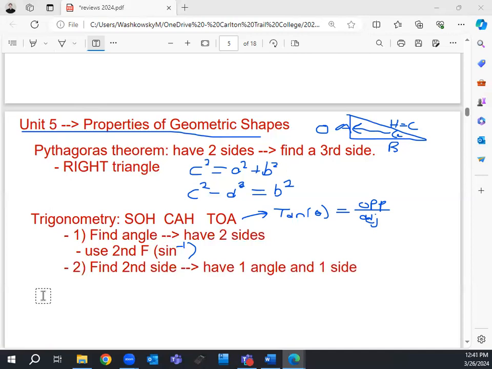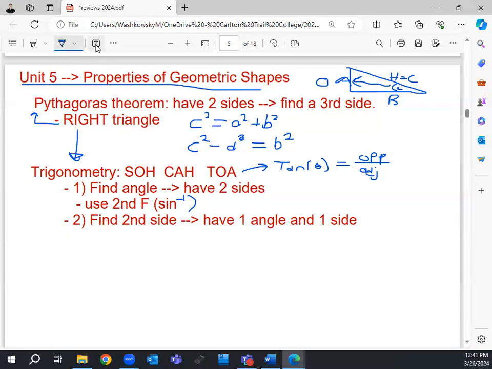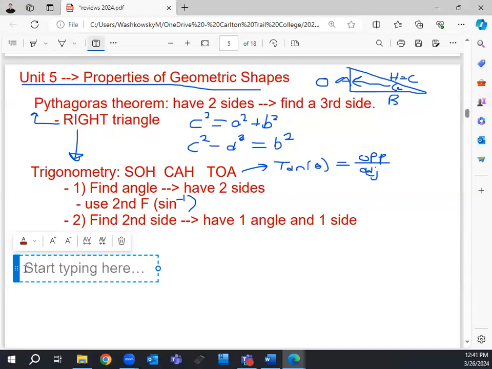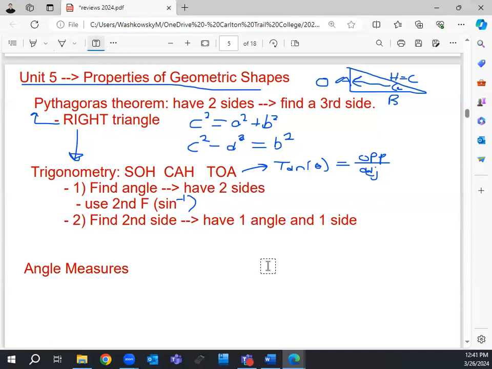So then we started looking at all triangles. Both of these are just for right triangles, right? Pythagoras and trigonometry only for right triangles so far. But then we started looking at some new tools. We started looking at angle measures, and we started looking at side lengths.